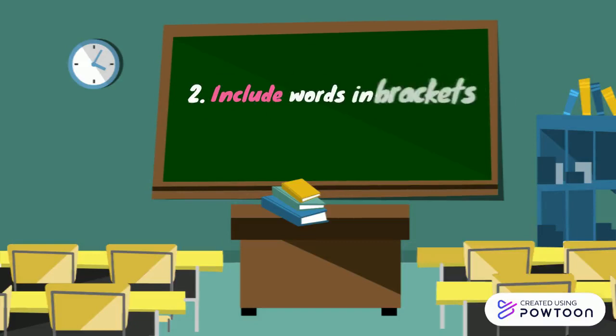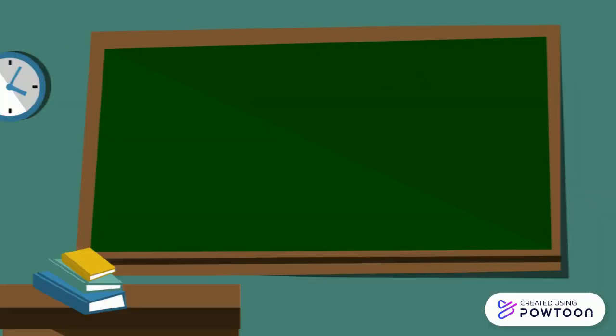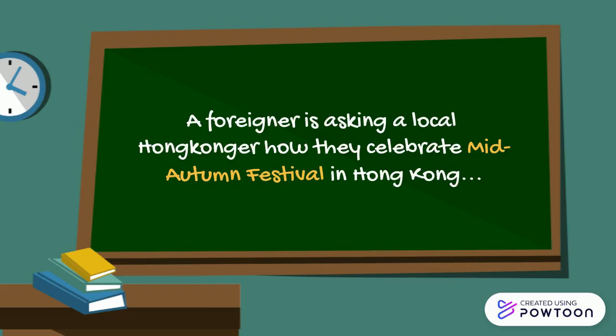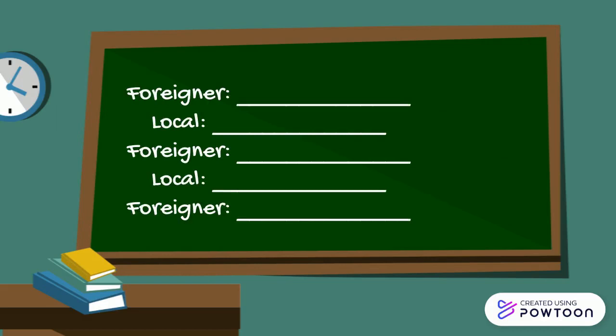The second step is to include words in brackets to guide students. Let's take a look at another scenario. This is from one of my peer teachings and is quite instructive. A foreigner is asking a local Hong Konger how they celebrate Mid-Autumn Festival in Hong Kong. If we design a worksheet for them to prepare the dialogues, it will look like this. But it's often difficult for students to come up with ideas without any help.